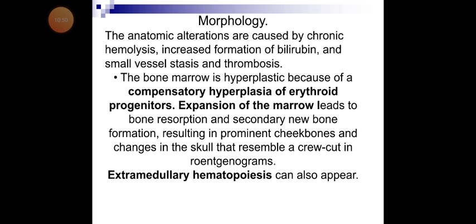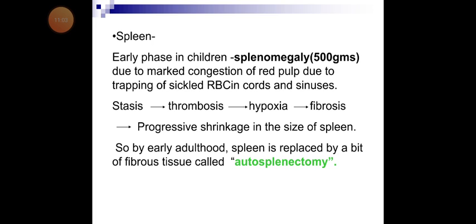Expansion of the marrow leads to bone resorption and secondary new bone formation, resulting in prominent cheekbones and changes in the skull that resemble a crewcut in the X-rays. Extramedullary hematopoiesis can also appear.